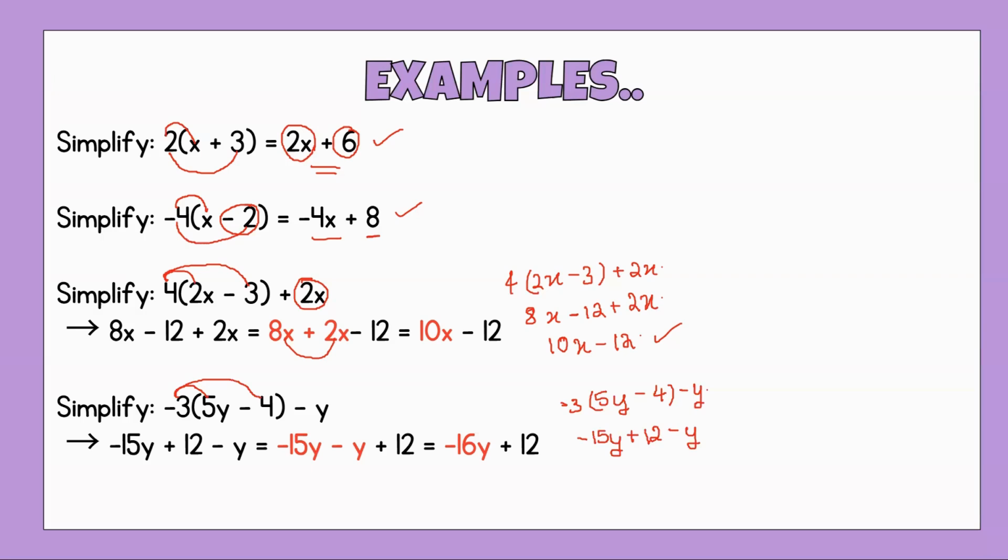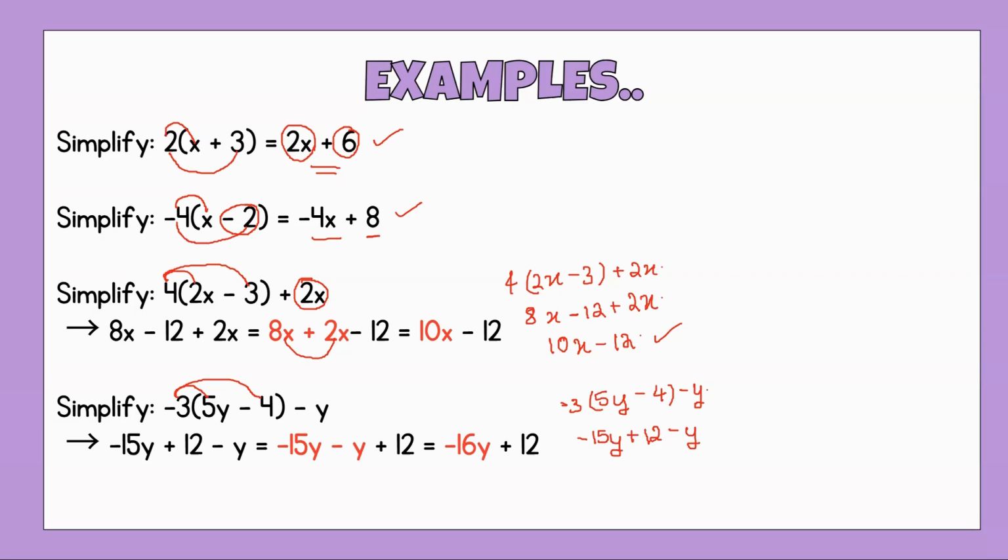Now, again, y is also single here because we cannot multiply it with minus 3. It is not related to minus 3 at all. It's not inside the brackets. Just forget it and just write minus y. Okay. Now minus 15y plus 12 minus y. Minus 15y and minus y, those both are like terms, right? They both have y in common.